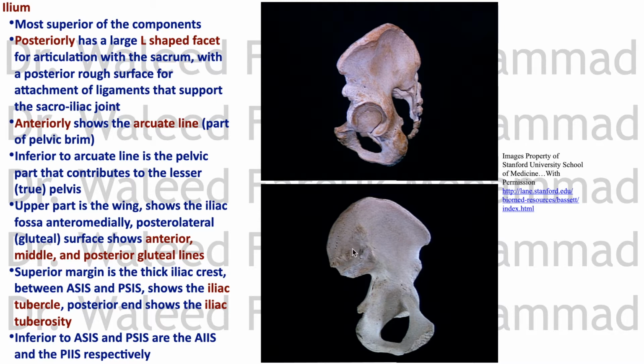Okay, the rough area behind the articular facet for the sacrum is for the attachment of ligaments that support the sacroiliac joint. It's one of the toughest in the body. It's called the interosseous ligament. We will study it here when we articulate the pelvis.